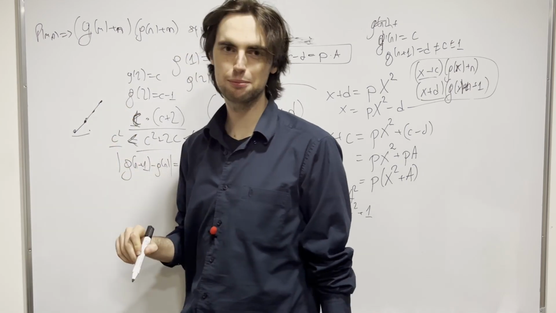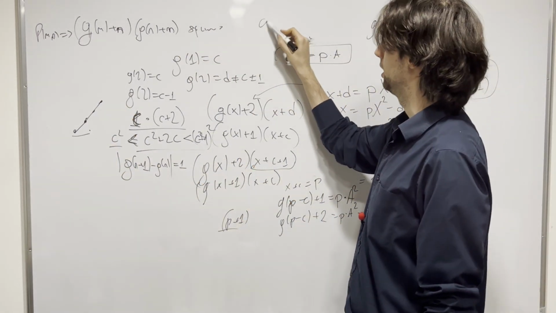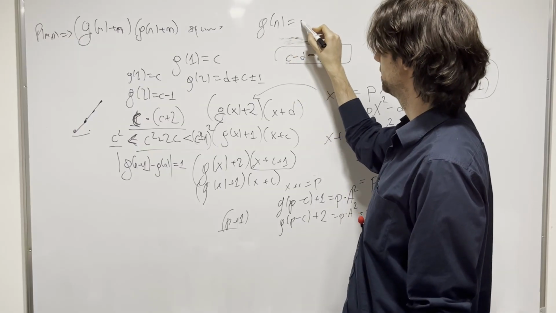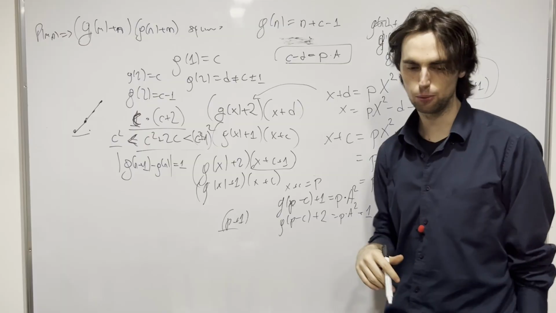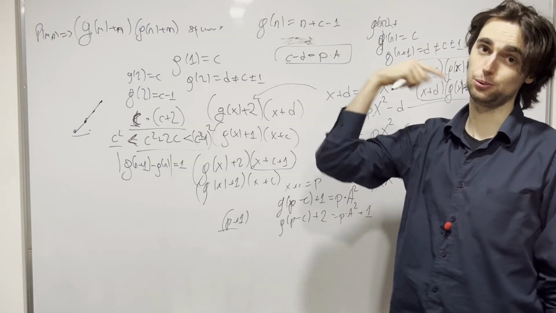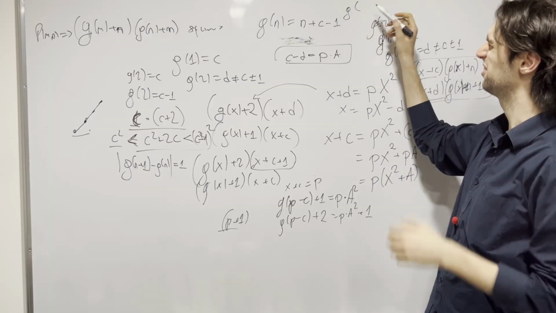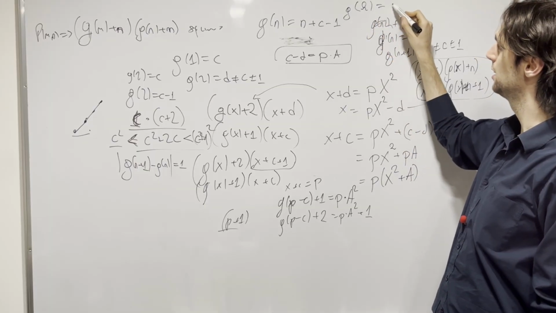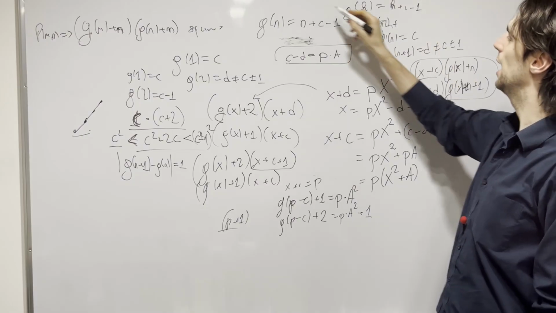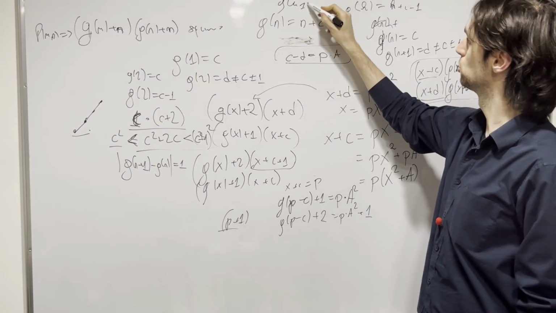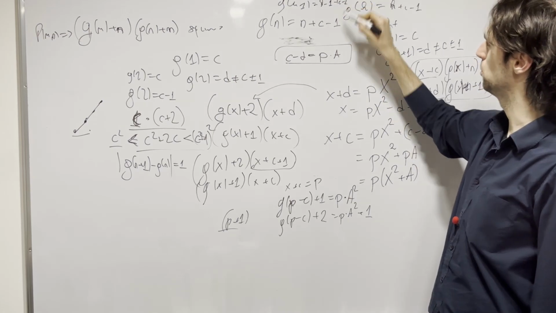g of 4 must be up. And we can say by induction, we're assuming that g of n is equal to n plus c minus 1. We know this to be the case for n equal to 1 and 2. Assume it's the case up to some k. Actually, assume that g of k is equal to k plus c minus 1, and g of k minus 1 is equal to k minus 1 plus c minus 1.